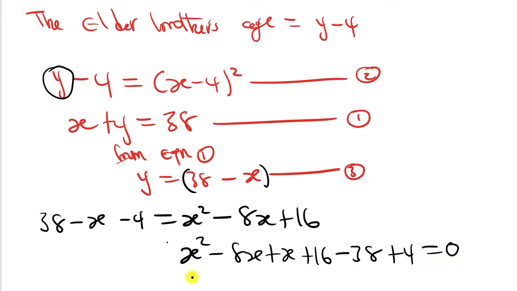And when we simplify this further, we are going to get our x squared minus 7x. Now, plus 16 minus 8 plus 4. This is going to give us minus 18. All right, and this is equal to 0. So now we are having this quadratic equation, which we have to solve. Okay, so we are now having our x squared minus 7x minus 18 being equal to 0.